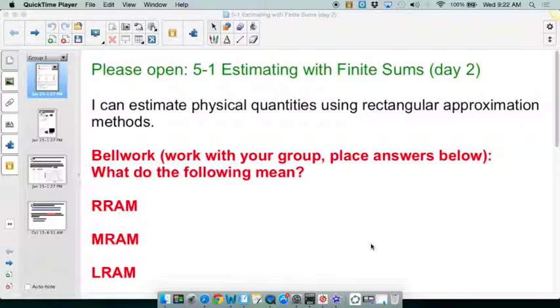Because the College Board will use this term, you have to associate that term with the process. So what is RRAM? They won't say do an RRAM. They'll say do it, they'll actually use the phrase. So what are those?